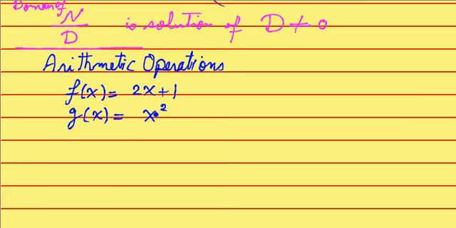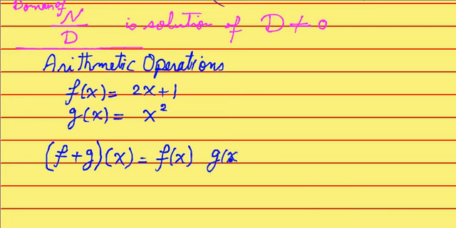With numbers you could add them. With functions you can also add them. If I pick the name of one function, put a plus sign, and pick the name of another function, that whole thing is going to be the name of a new function. What does that new function do? If you give it an input, it takes the output of the first one, takes the output of the second one, and just adds them to each other.